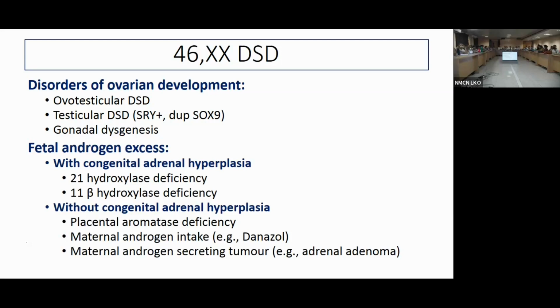So here, the most important cause is congenital adrenal hyperplasia due to 21-hydroxylase deficiency. And the other one is 11-beta-hydroxylase deficiency. Without congenital adrenal hyperplasia also, you can have fetal androgen excess, especially if there is a placental aromatase deficiency, or maternal androgen intake during pregnancy, or a maternal androgen-secreting tumor.